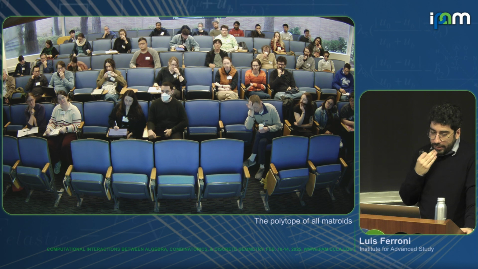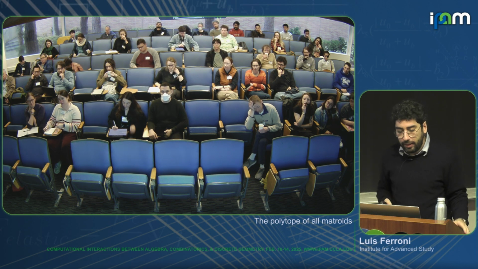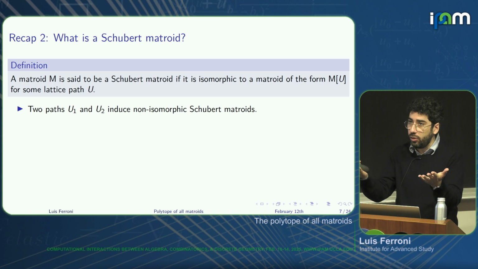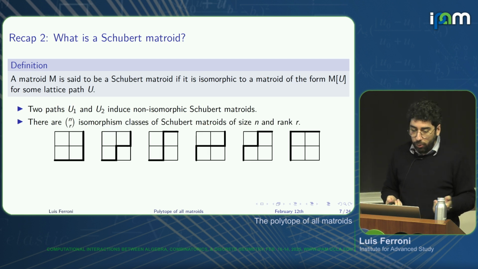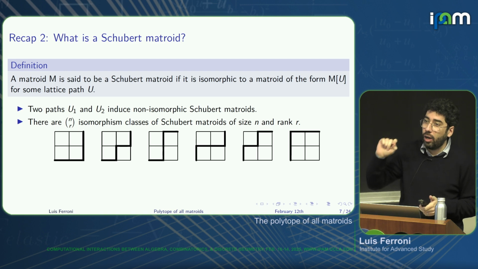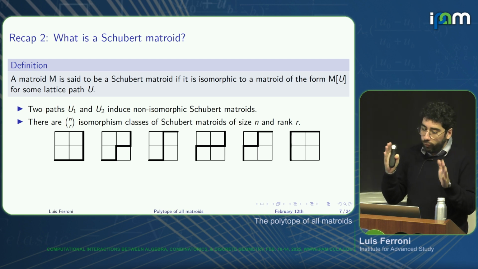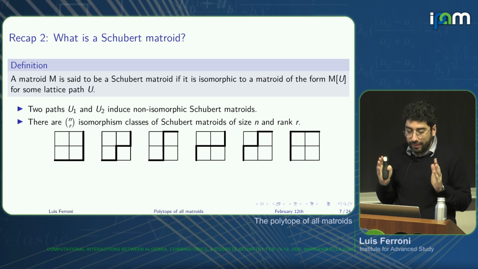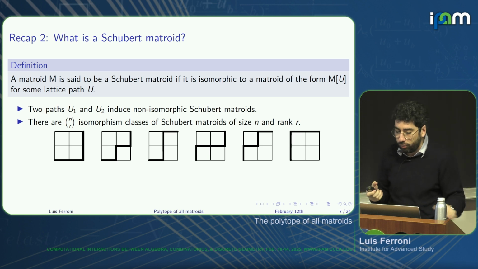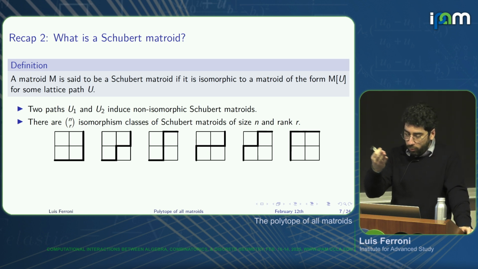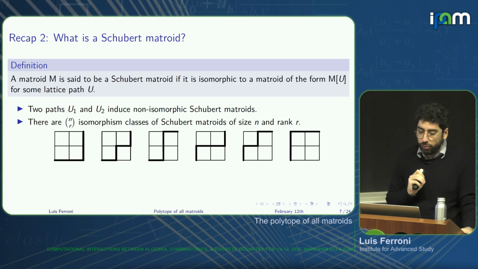First observation: if you have two paths that are not the same, then the Schubert matroids that they induce are non-isomorphic. So in particular, since there are n choose r different paths, you can have n choose r Schubert matroids on n elements and rank r, no two of which are isomorphic. So there are exactly n choose r isomorphism classes of Schubert matroids of size n and rank r. Actually, this was related to a question that someone proposed, I think on Monday, related to the enumeration of positroids.